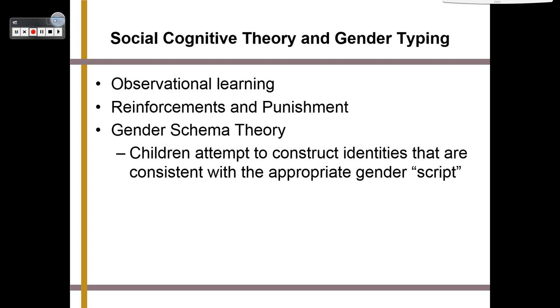It says that children attempt to construct identities that are consistent with the appropriate gender script of whatever they believe their gender to be. We see this a lot with people that identify as little boys or little girls. If they identify as a girl, they're going to dress in little girl dresses, or play with dolls or play house or anything like that, because that's what they've been taught is what a little girl should behave like.